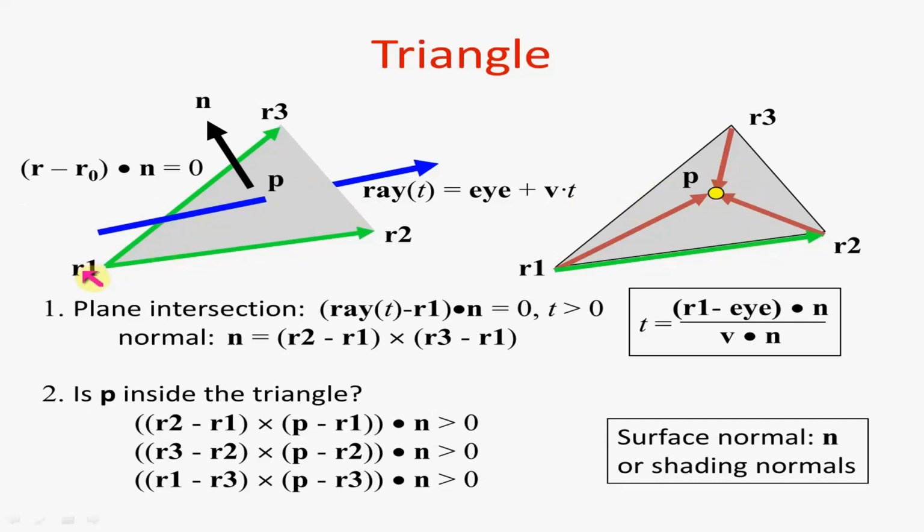Suppose that the triangle is given by three vertices R1, R2 and R3. The equation of the plane is usually given in this form. So we have to find the position vector of the plane and the normal vector of the plane. The position vector of this plane can be any of the three vertices, and the normal vector can be obtained as the cross product of the two edge vectors, like here.